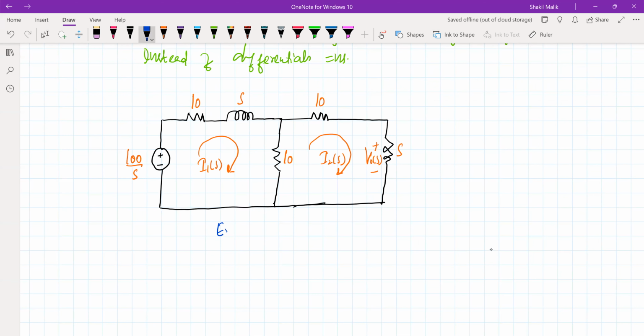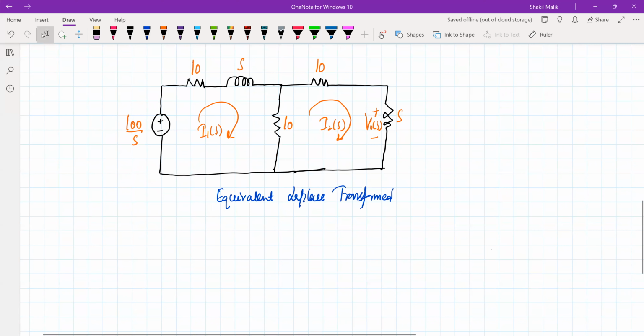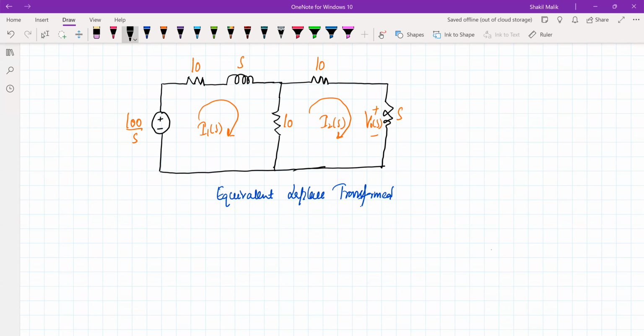So this is the equivalent Laplace transform version of this network, right? So now we can use KVL to write the equations for I1 and I2. These 10, s, and s are simply impedances. So whatever rules are valid for resistances are now valid for impedances.